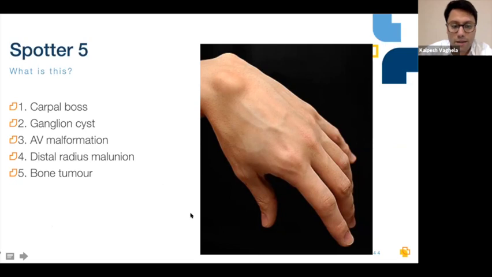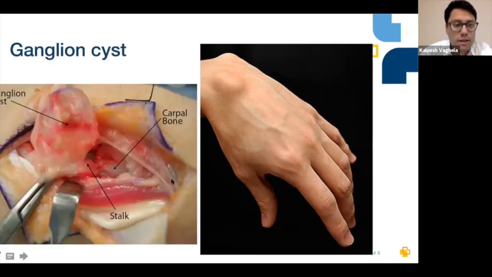Brilliant, yeah, classic ganglion cyst. So ganglion cyst is really an extension of the mucoid cyst. It's a weakening of essentially the ligaments or the joint capsule.